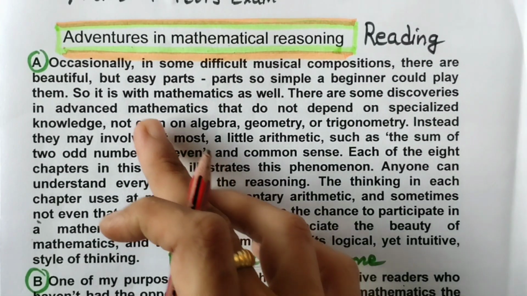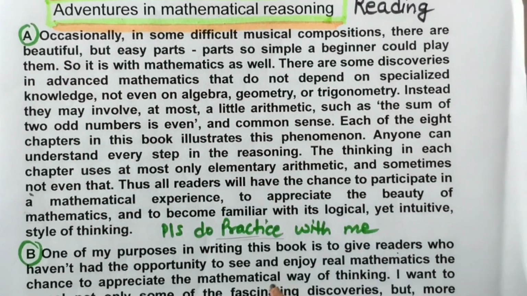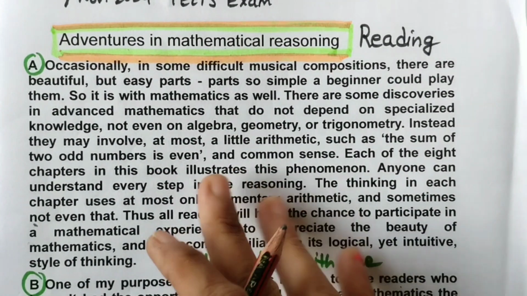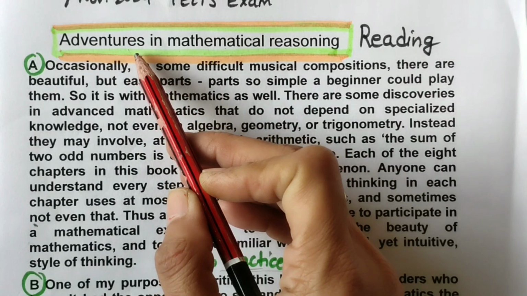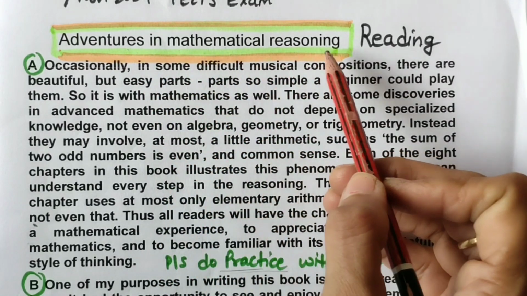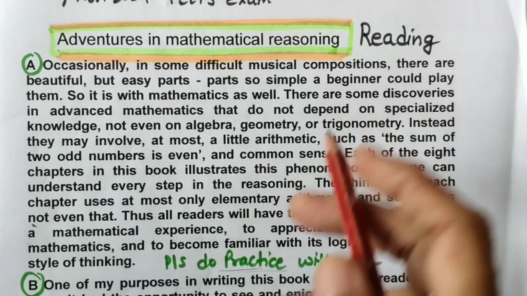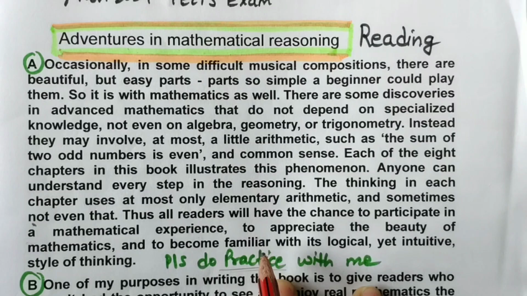So here I can see many small paragraphs with numerals and alphabets. I will not read anything. I have just tried to understand "Adventures in Mathematical Reasoning". So they are going to talk about mathematical reasoning. It means this is also a psychological kind of reasoning reading. Let's look at the types of questions we have.